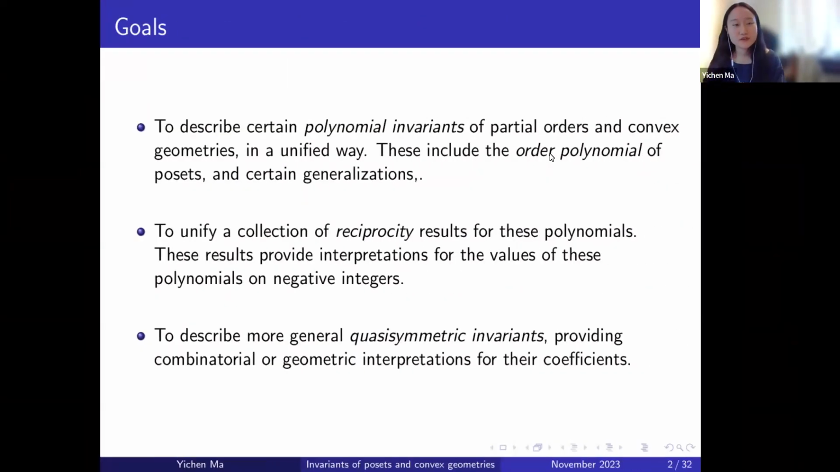The goals for this talk are mainly three parts. First, we want to describe certain polynomial invariants of partial orders and convex geometries in a unified way. Specifically, we'll reintroduce some famous polynomials, for example, the order polynomial, strict order polynomial, enriched order polynomial, and so on, from the perspective of characters.